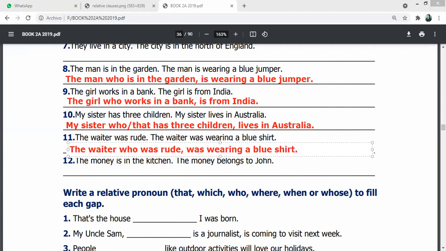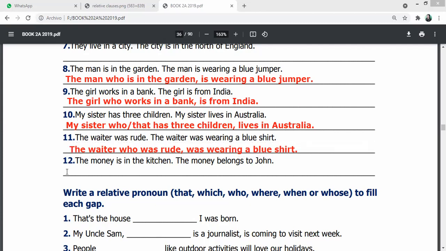Okay. Or also we can say the waiter who, or which in this case, which was wearing a blue shirt was rude. Okay.